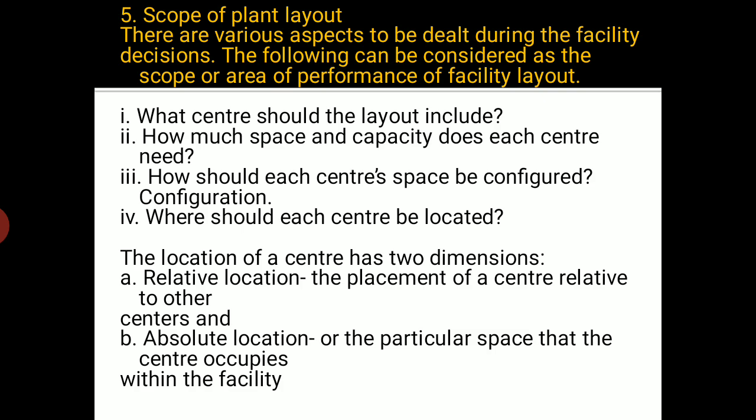What is the first scope here? Number one, what centers should the layout include? If I'm a manufacturer, I must know what type of centers I will require. I'll need the storage space, I may need the foyer area, the administrative office area, the parking place, the canteen place, and the production place, wherein if I have, say, 5 stages of production, I can place them all very well. Those are considered to be the centers.